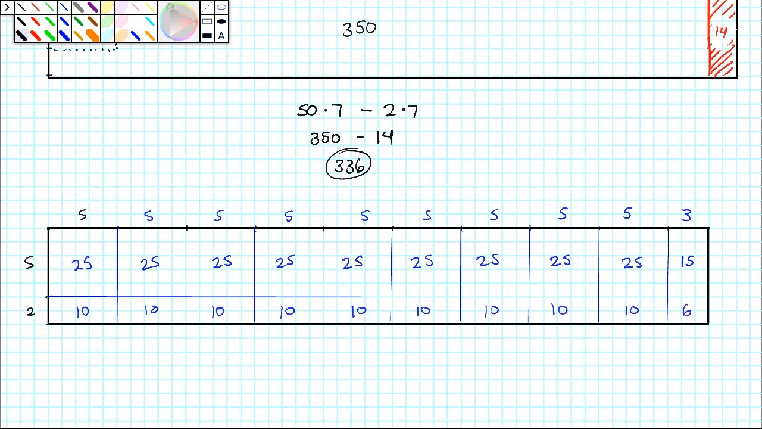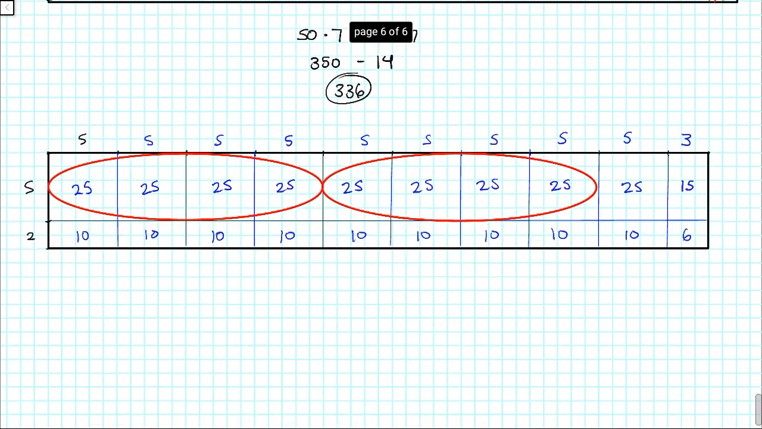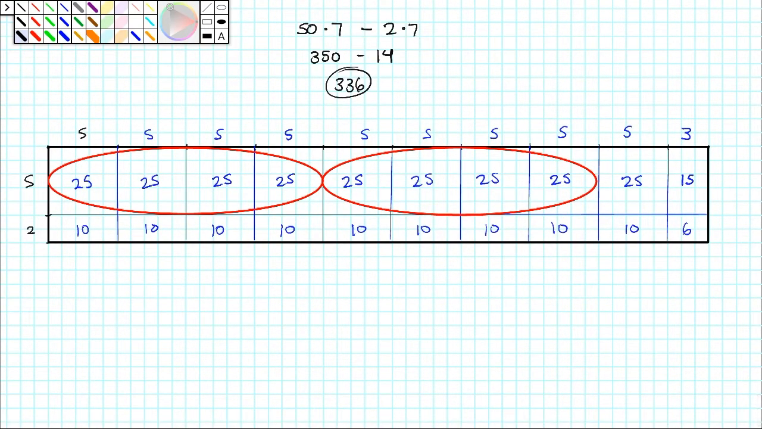Now I see, well, 25s, I like 25s because I think of quarters, and that makes me think that 4 quarters is $1. So every time I see 4 of these groups of 25, that is 100. So there's 100 there and 100 here. This picture is actually helping me see this in a way that I think, for me personally, I wouldn't have seen with just the numbers. So let's count up what we've got. So there's 200s.